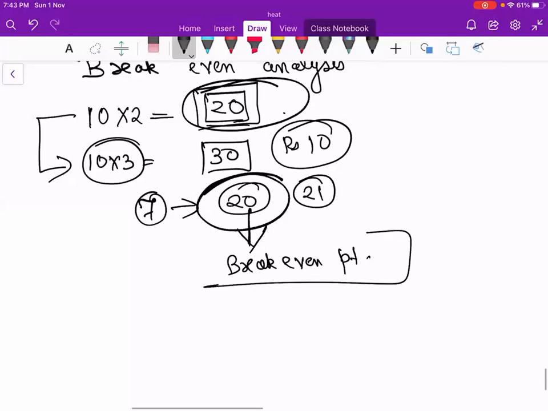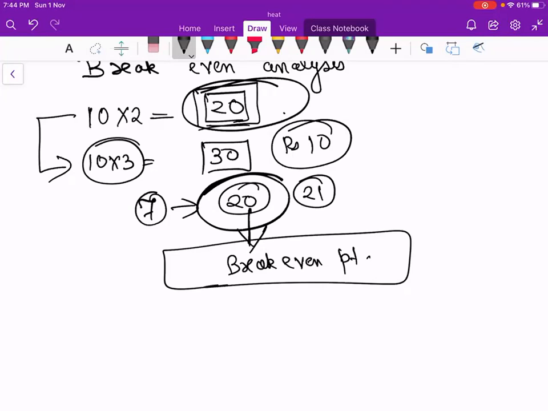So why do we want to calculate this break even point? Because after the break even point, will you be in profit or loss? Obviously you will be in profit. After the break even point you will be in the profit, and before the break even point you will be in the loss.